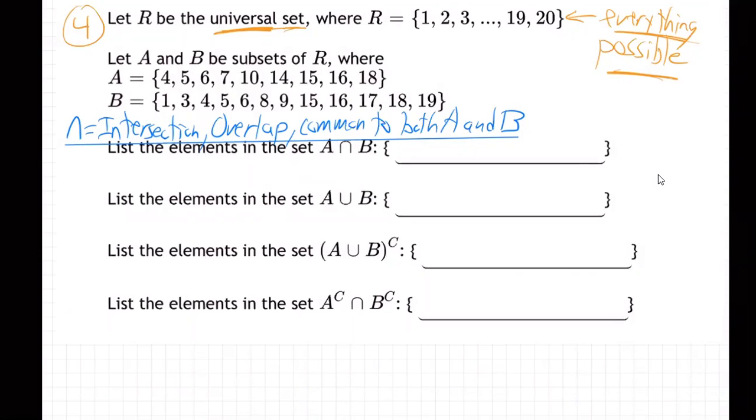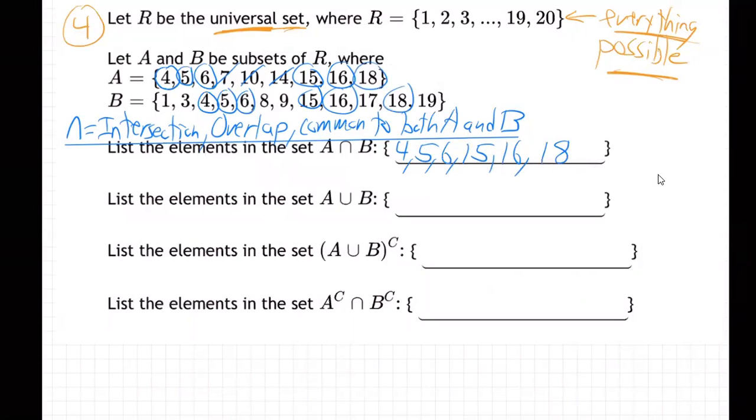I'll start with A. I'll go 4. Yes, 4 is in common. How about 5? Yes, 5 is in common also. How about 6? Yes, 6 is in common. 7, nope. 7's not down there. 10, nope. So I'm just going down the list for A here. 14, nope. 15, yeah, they're right above each other. 15, 16, yep, right above each other. And 18, yep, right above each other.